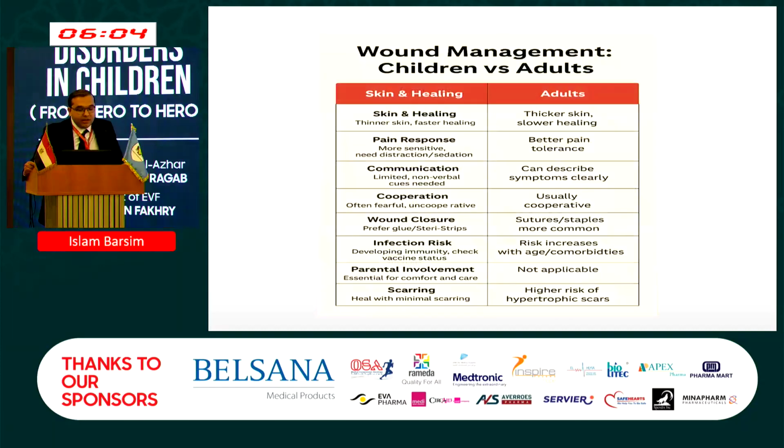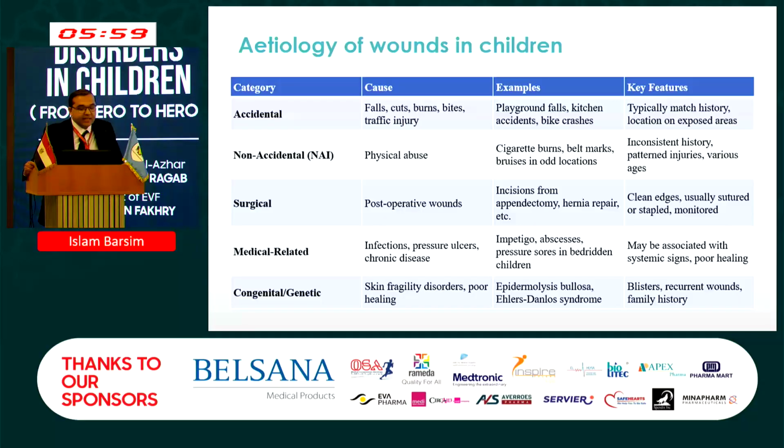What about the etiology of wounds in children? Mostly accidental, due to falls, cuts, burns, bites, traffic injury, and neurological causes, post-operative, and medically related due to infections, pressure ulcers, chronic diseases, also congenital or genetic, such as Ehlers-Danlos syndrome.